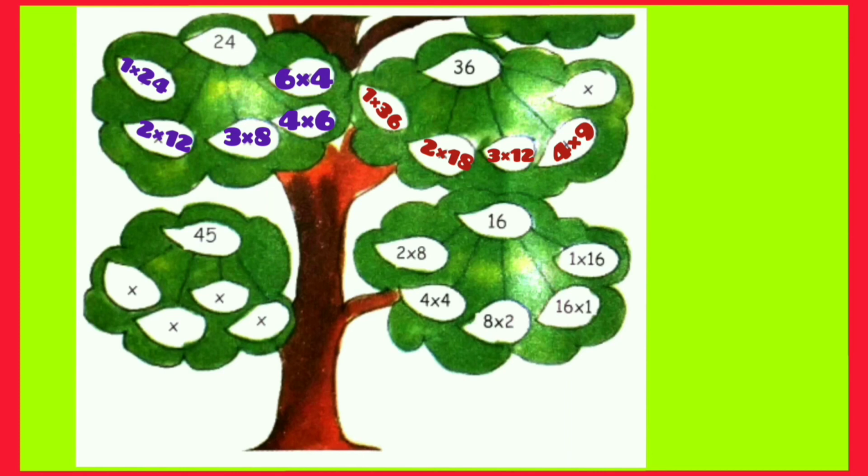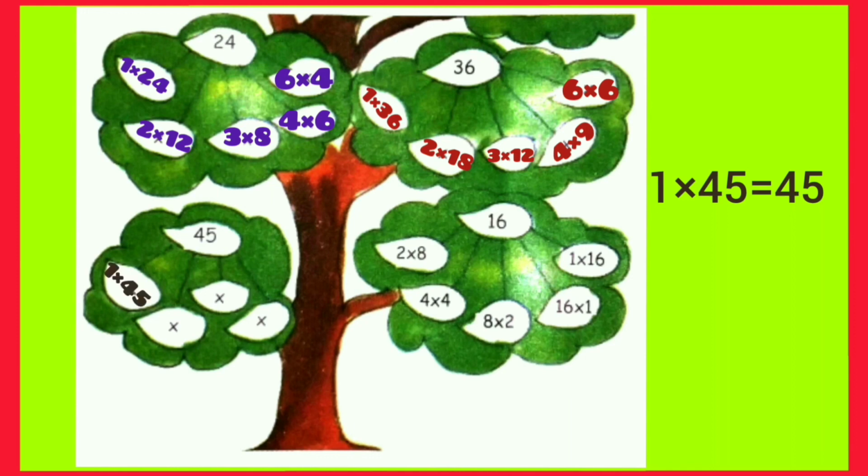Children, we don't have the product of 36 in the fifth table. So, let's check the sixth table. 6 into 6 equal to 36. Write 6 into 6. Next, we have the product of 45. Let's start from the first table. 1 into 45 equal to 45.